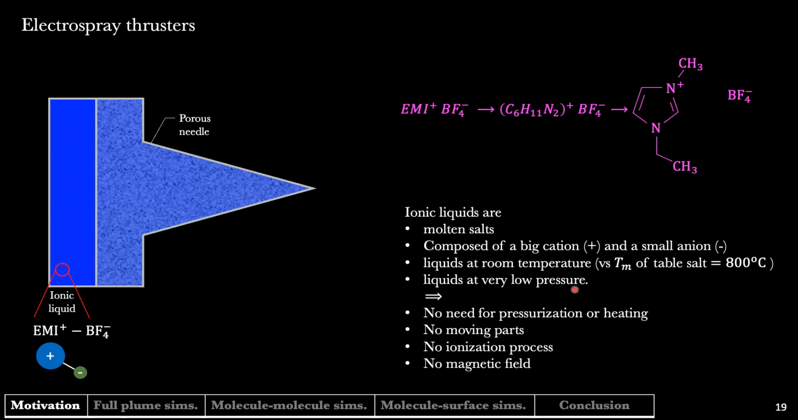So since the ionic liquid is liquid at room temperature and very low pressure, we don't need any pressurization or heating. And there is also no moving part in this system, and there is no ionization process needed, and there is no magnetic field and no combustion. So this is a very simple system.